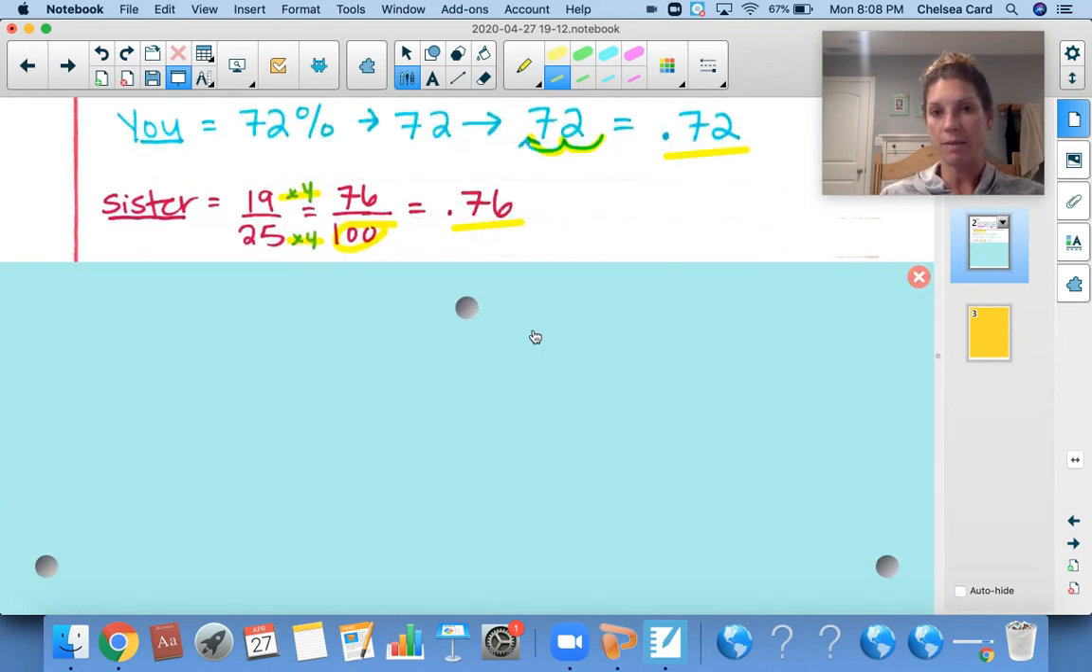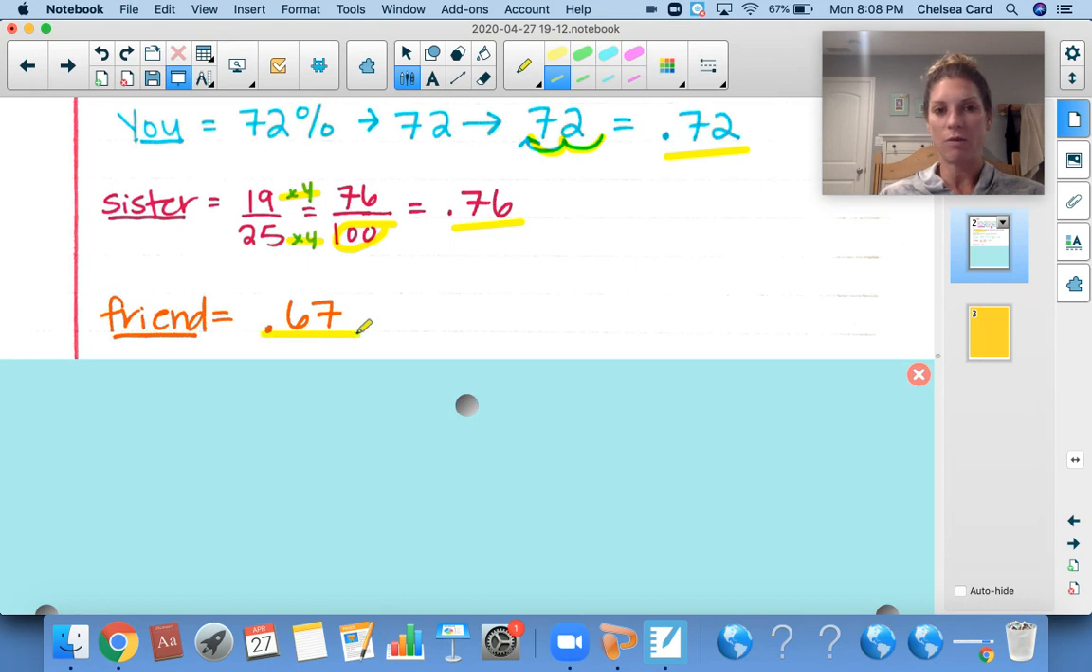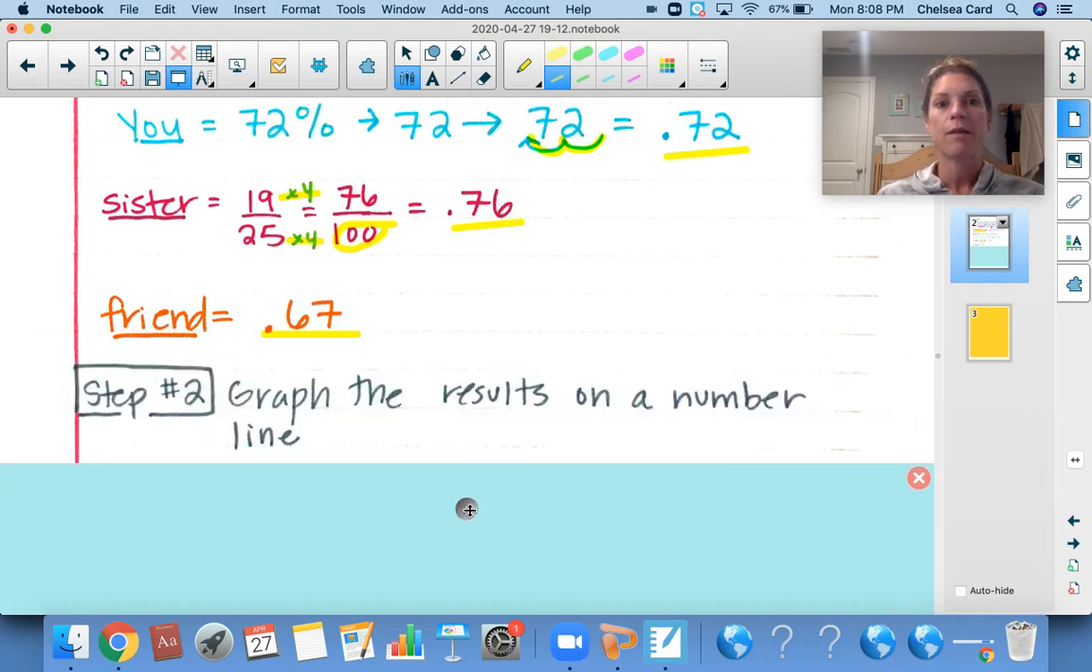Now, the nice thing about this is our last one, if you remember, our friend was already in decimal format. So we had 67 hundredths. That was done for us. Okay, so now we have our 3 decimals here, and now we can go through and compare. The way that we're going to compare in this one is we're going to graph them on a number line. Now in the homework assignment, you're going to see some of your number lines are already going to be given to you in decimals. So remember, you have to convert them to whatever it is that they give you.